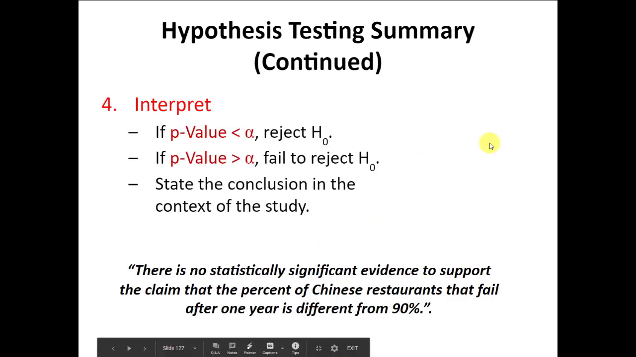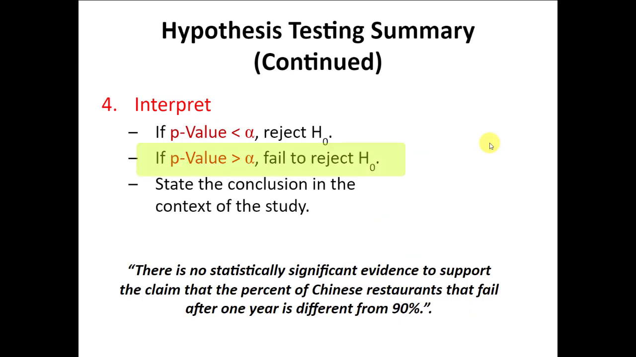In the last step, we have decided that because our p-value is greater than our alpha, we're going to fail to reject. In other words, we're going to retain our null hypothesis. And we're going to state the conclusion in the context of the study by saying there is no statistically significant evidence to support the claim that the percent of Chinese restaurants that fail after 1 year is different than 90%. And of course, 90% was the estimated population proportion.